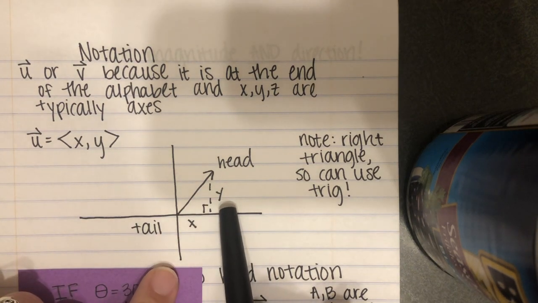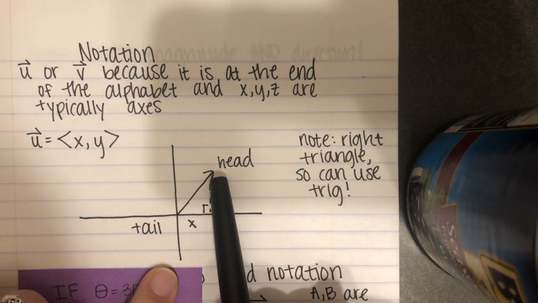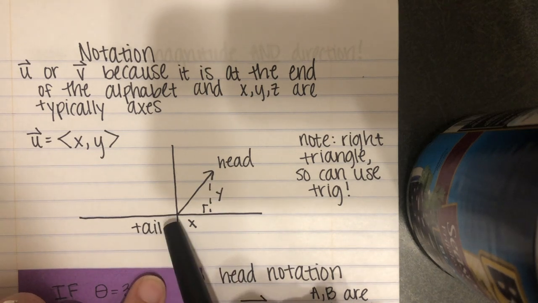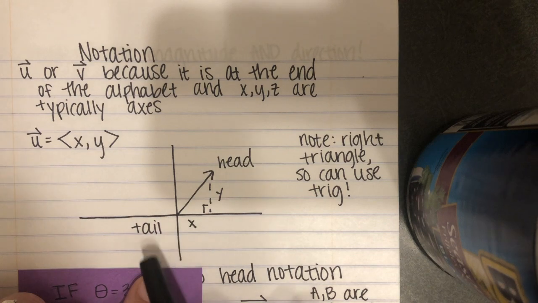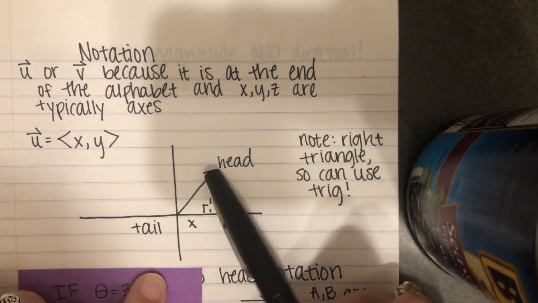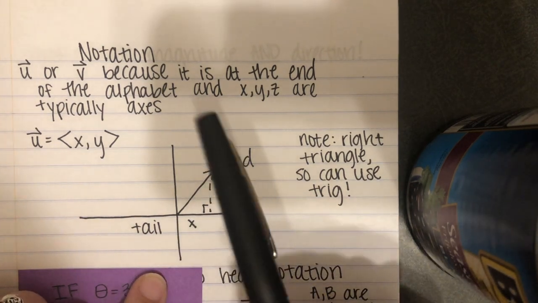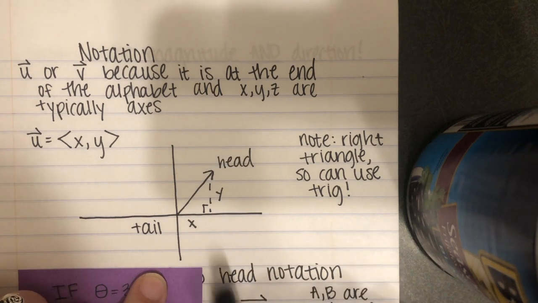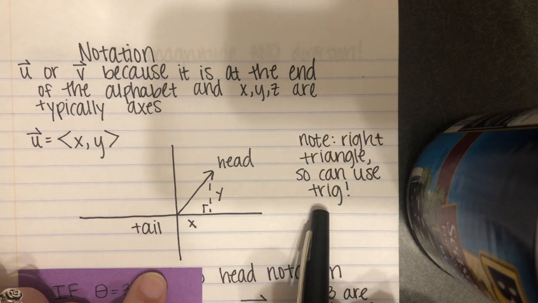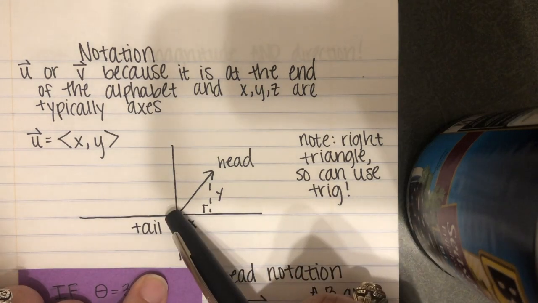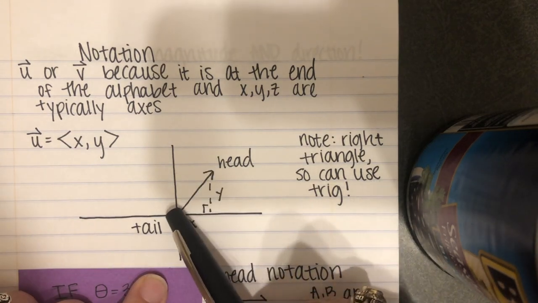So, some things about vectors. The head is the pointy side and the tail is where it originates. So right now it's at the origin and they don't necessarily have to start there. And if you notice, if you take a line from the head and connect it to the x-axis perpendicularly, there's a right triangle, and you can use trig equations to solve for x and y and for the distance right here, which we'll get to later.